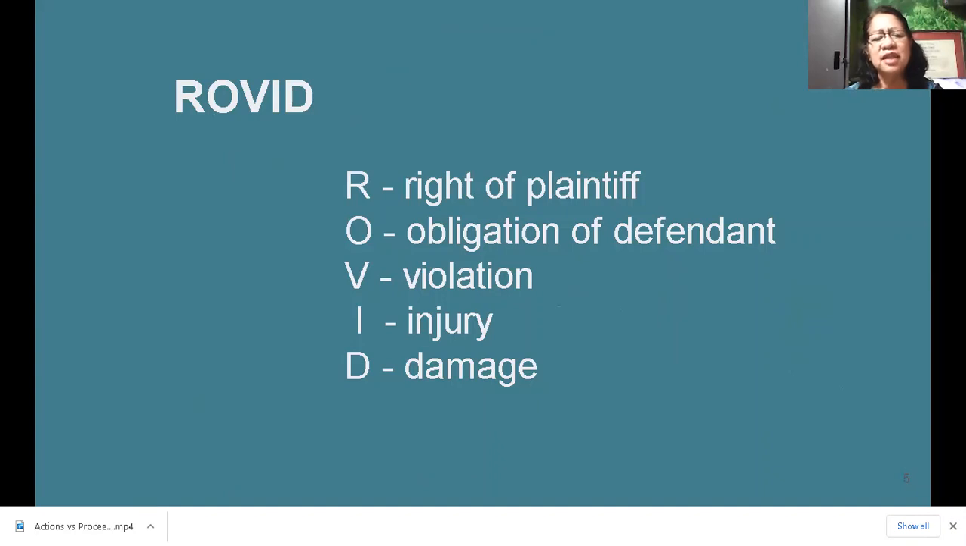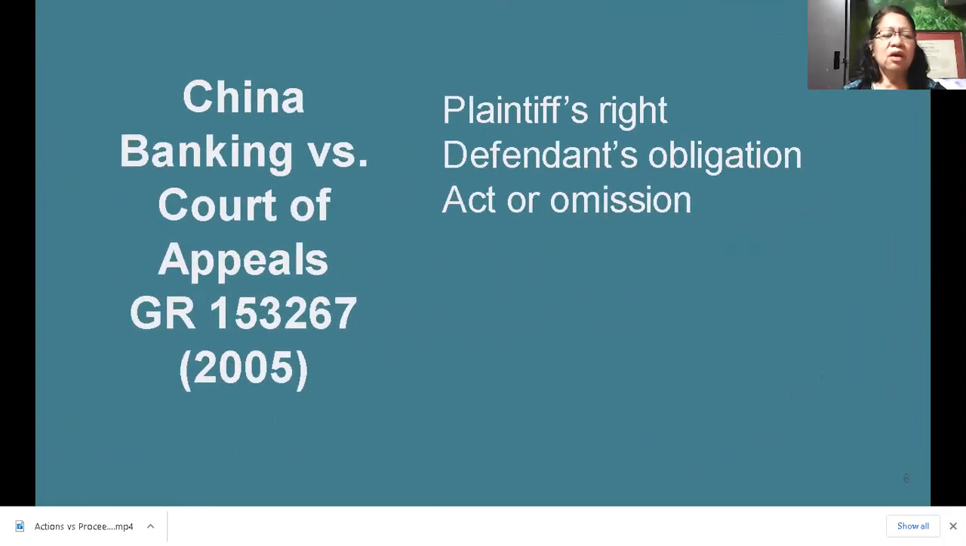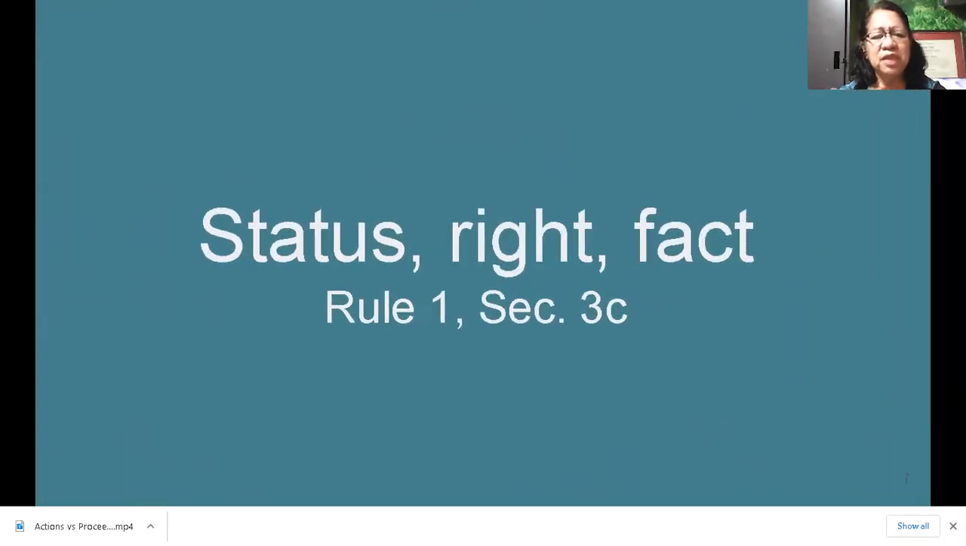In several cases, the Supreme Court has enumerated three elements of a cause of action. Number one, the plaintiff's right by whatever means and under whatever law. Number two, the defendant's obligation to respect such right. And number three, act or omission by the defendant that violates the plaintiff's right or causes a breach of the defendant's obligation. What about a proceeding?